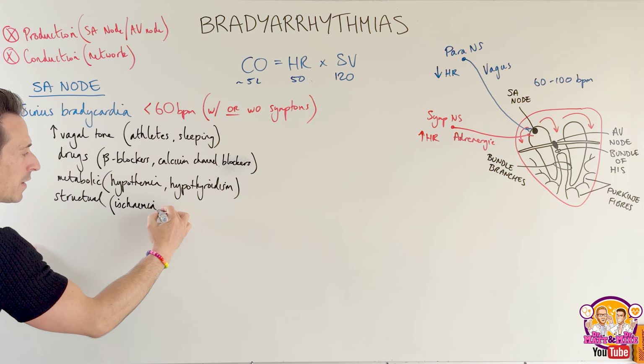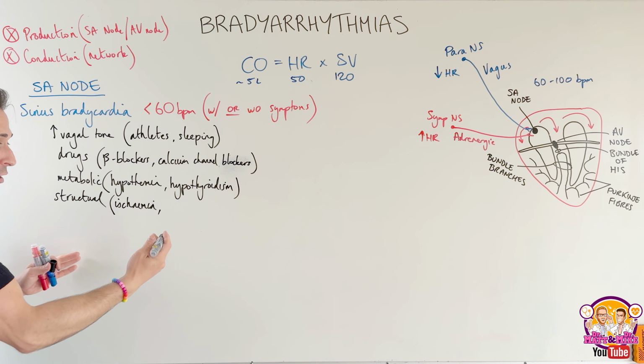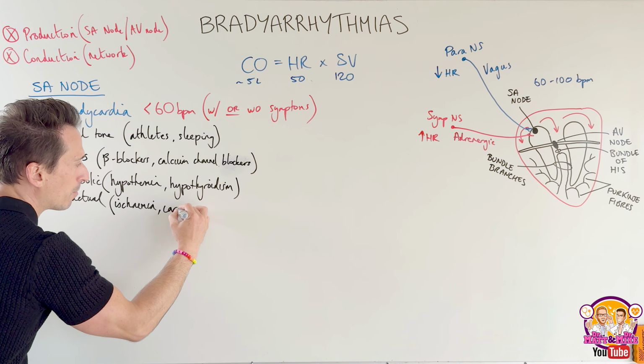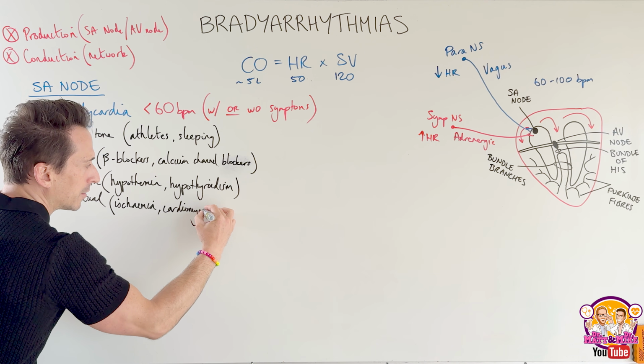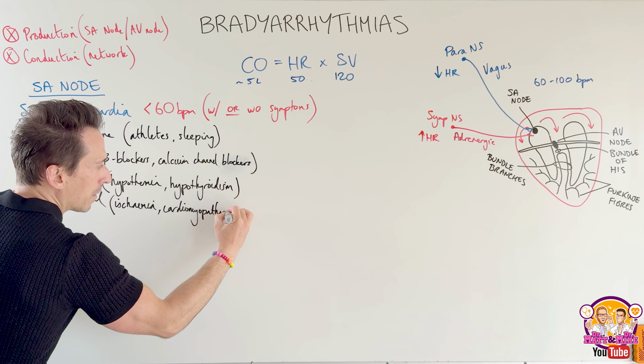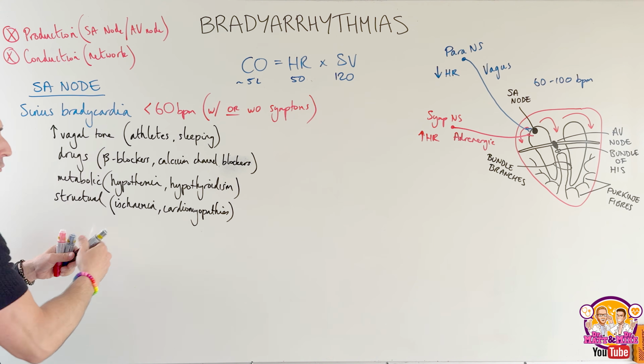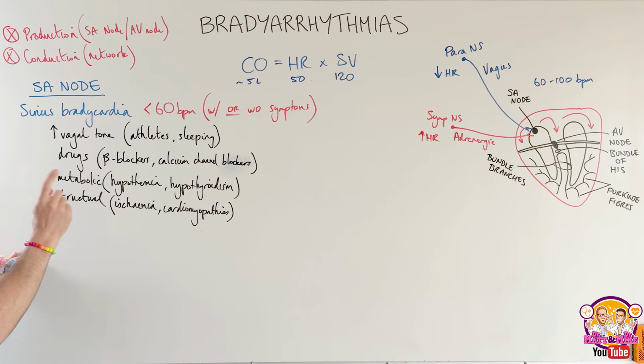They've had an ischemic event, right? An MI, a myocardial infarction, a heart attack, or they have cardiomyopathies, so structural changes that have happened to the heart. Maybe at birth or maybe over time, right? Cardiomyopathies. Now, think about this.